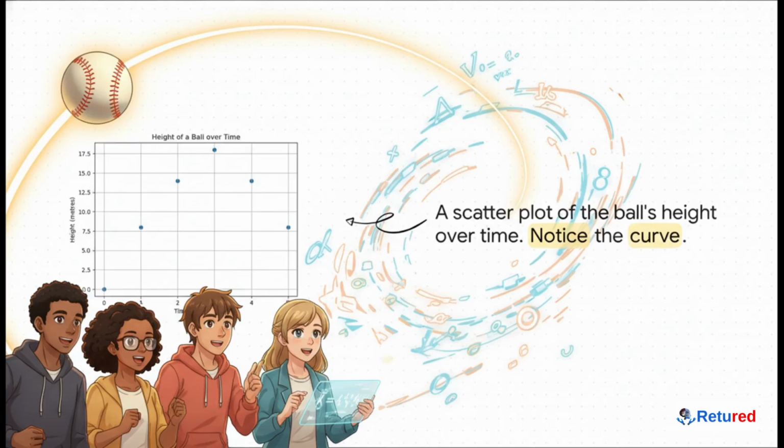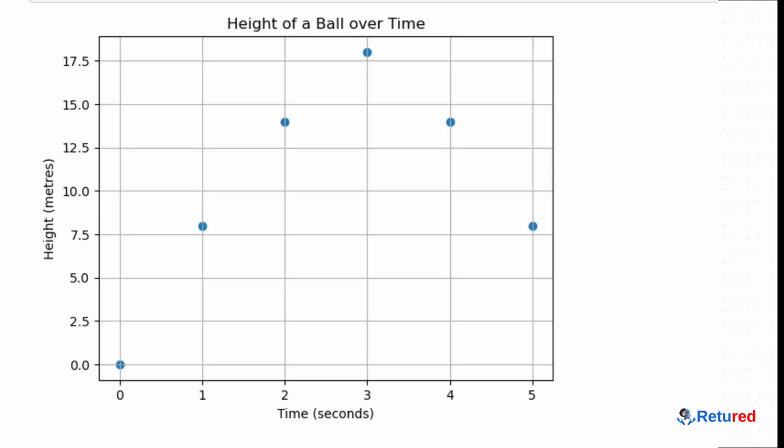The first thing any good modeler does is make a picture of their data. And when we plot these points on a graph, wow, the pattern just jumps out at you, doesn't it? It's not a straight line at all. It's a clear, beautiful curve. This picture tells the story so much better than the numbers alone.